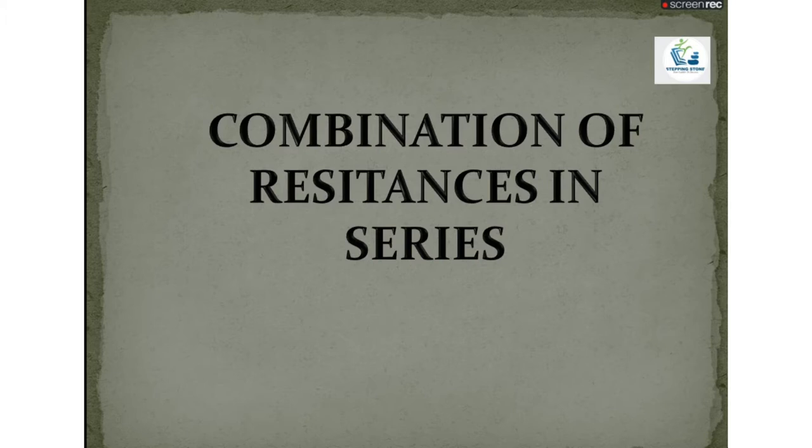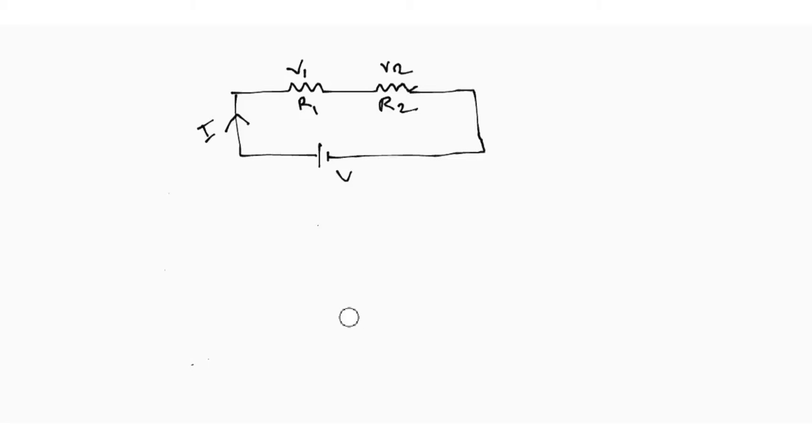When two or more resistances are connected end to end consecutively, they are said to be connected in series. First, let us find the resultant resistance of two resistances connected in series. Here you can see two resistances R1 and R2. They are connected in series, or lengthwise. We will find the resultant resistance R of the two resistances R1 and R2. So we have to find the equivalent resistance in this circuit.